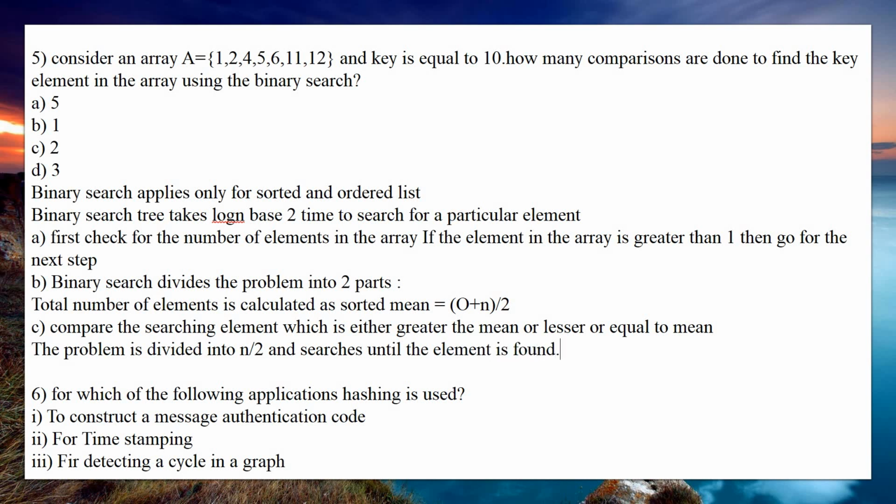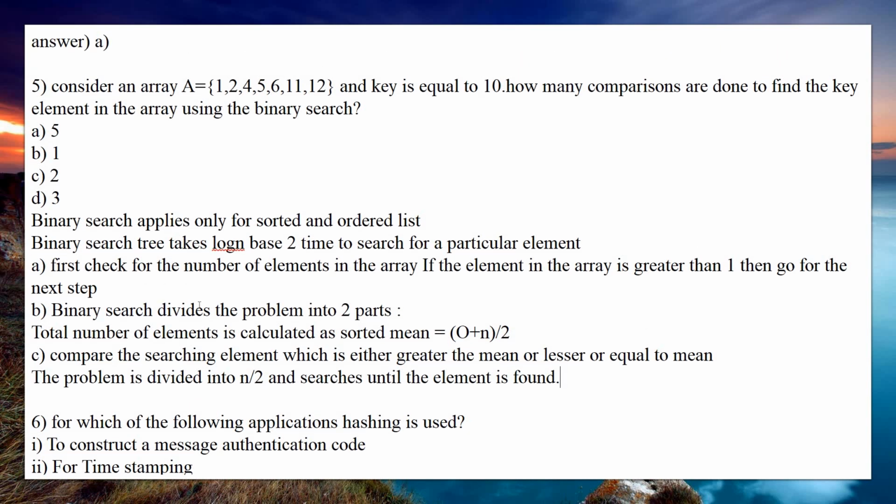So until the element is found, it keeps on searching. So then after that, initially what was the problem? Coming to the question, the array is 1, 2, 4, 5, 6, 11, 12. There are 7 elements in the array and the key is equal to 10. So how many comparisons can be done to find the key?